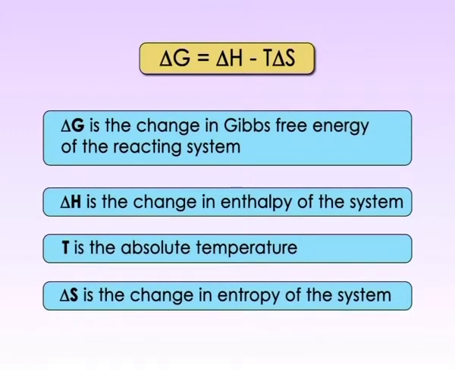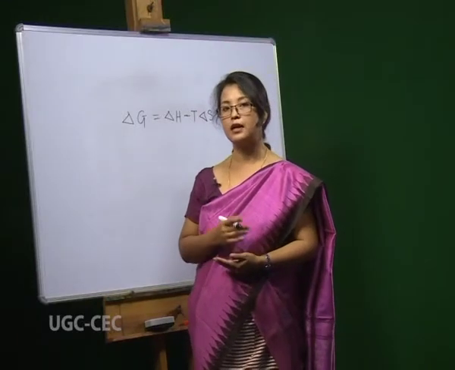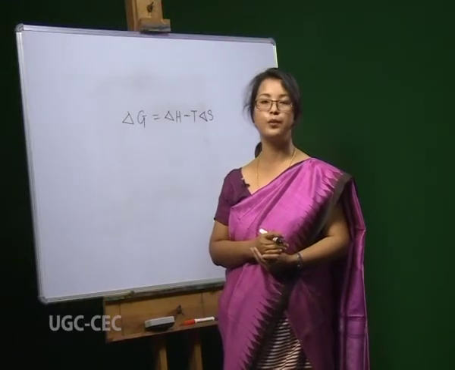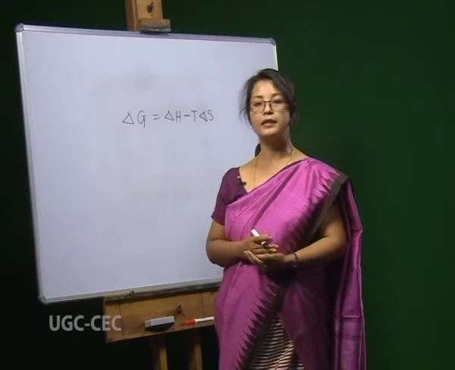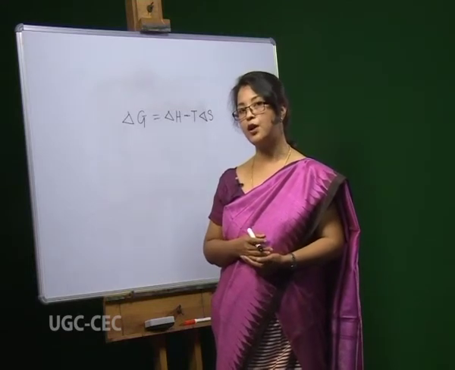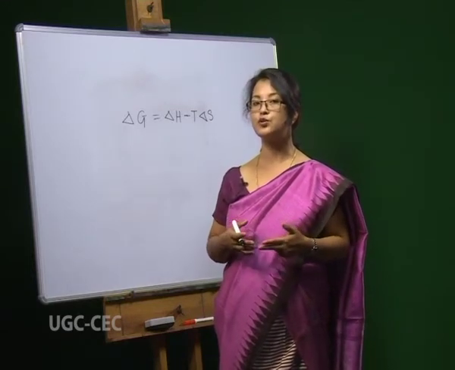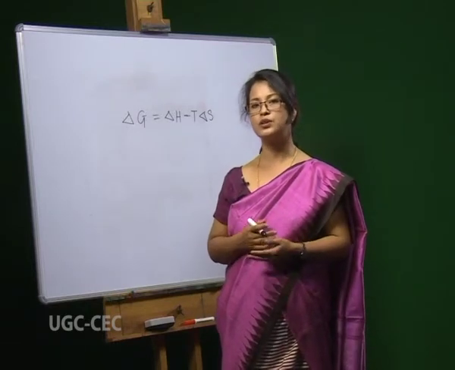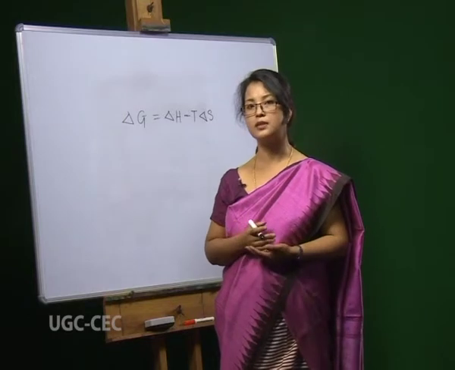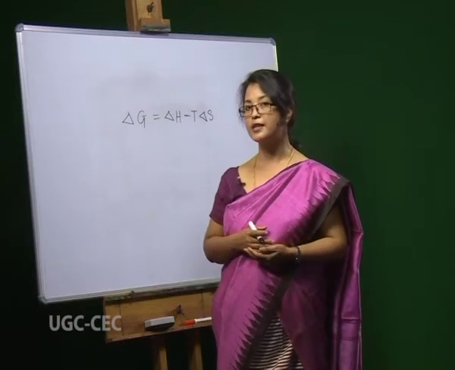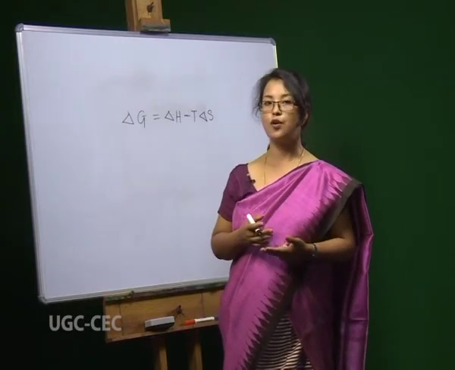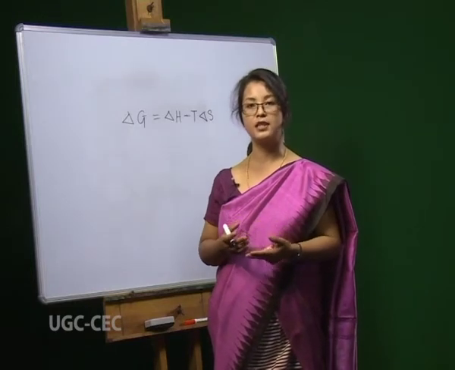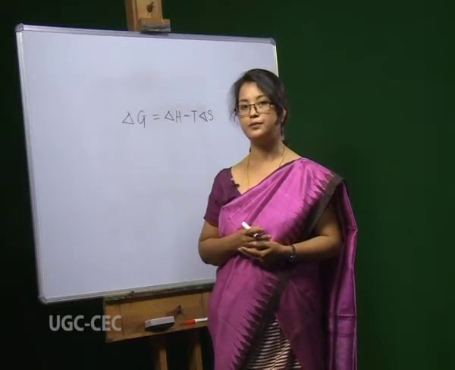of the system. By convention, delta S has a positive sign when entropy increases, and delta H has a negative sign when heat is released by the system to its surroundings. Either of these conditions, which are typical of favorable processes, tend to make delta G negative. So delta G of a spontaneously reacting system is always negative.